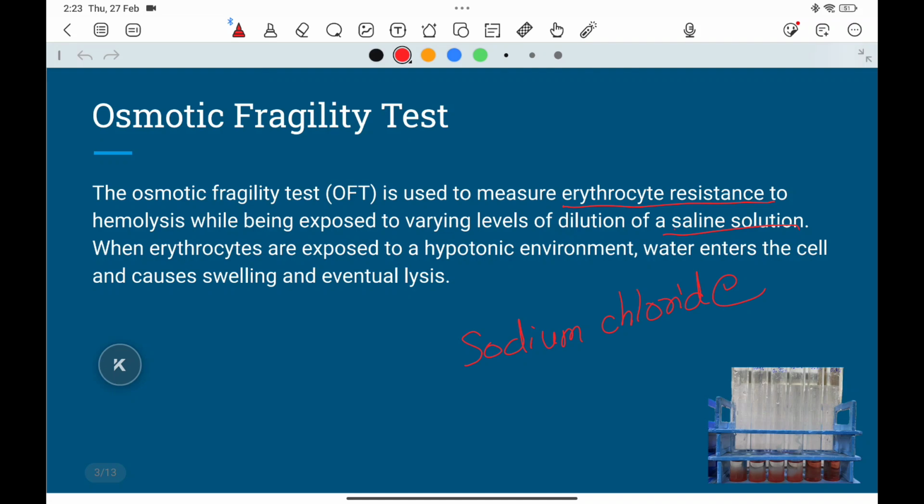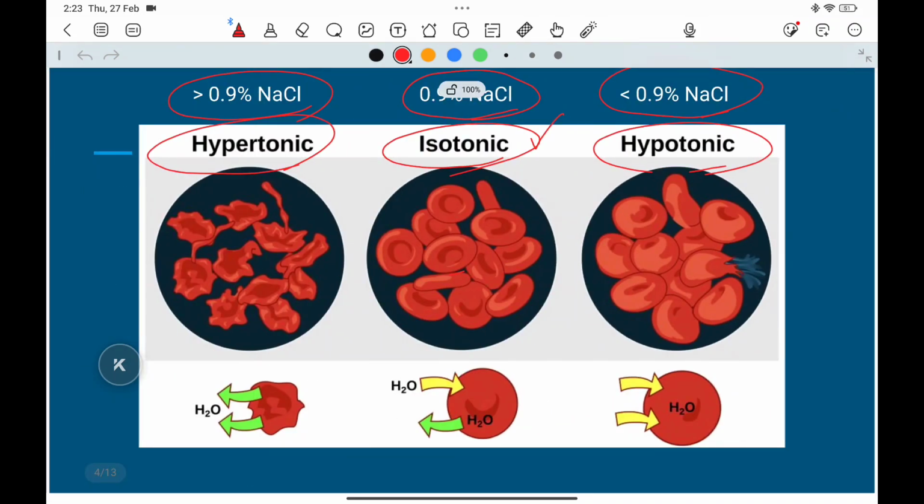To be clear, let me explain with this picture. Here we have isotonic solution, hypertonic solution, and hypotonic solution. Isotonic solution is the 0.9% sodium chloride solution. Hypertonic is more than 0.9% and hypotonic is less than 0.9%. Here, what happens to the red blood cell? If the red blood cells are inside the isotonic solution, their size will stay the same, because isotonic solution has the same concentration as the cells.